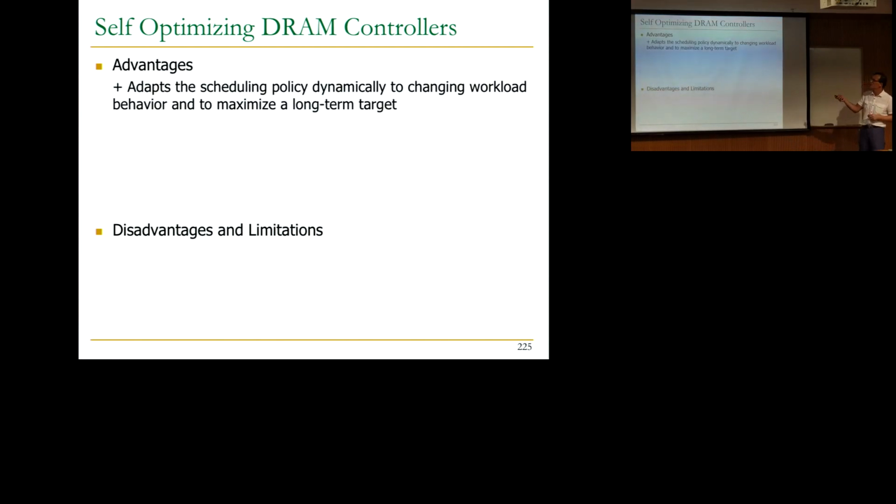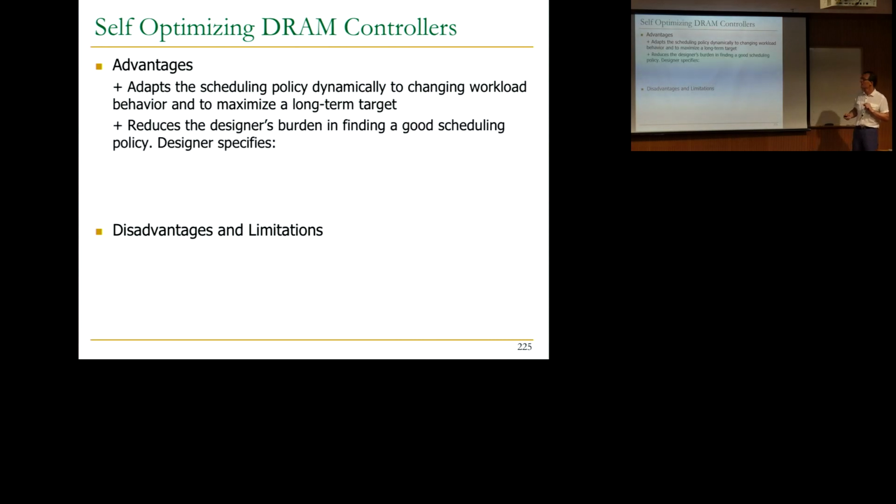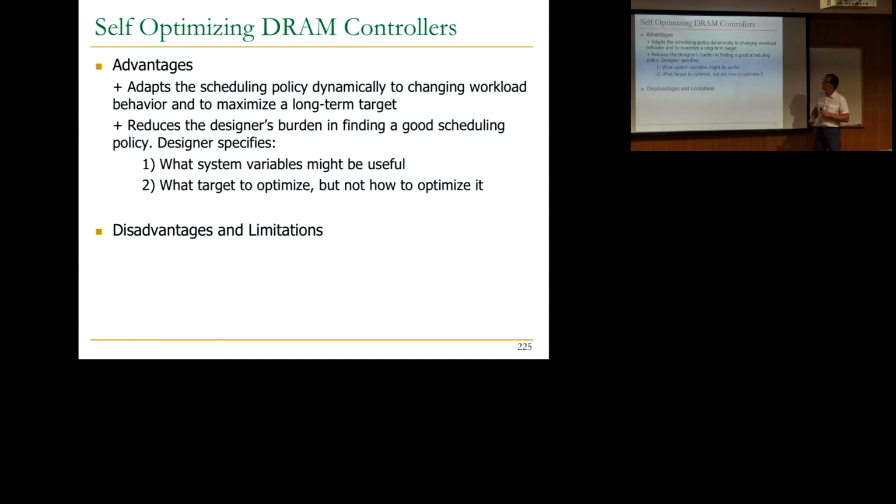Advantages, clearly, it adapts the scheduling policy dynamically to changing workload behavior to maximize a long-term target. And this dynamic is important, as I said. Static scheduling policies using the same features, we couldn't get close to even 5% with those policies. It reduces the designer's burden in finding a good scheduling policy. Designer now specifies what system variables might be useful, which is not easy, and what target to optimize, but not how to optimize it. I think how is the most difficult part over here. System variables, maybe there's a solution there as we saw here, yes?